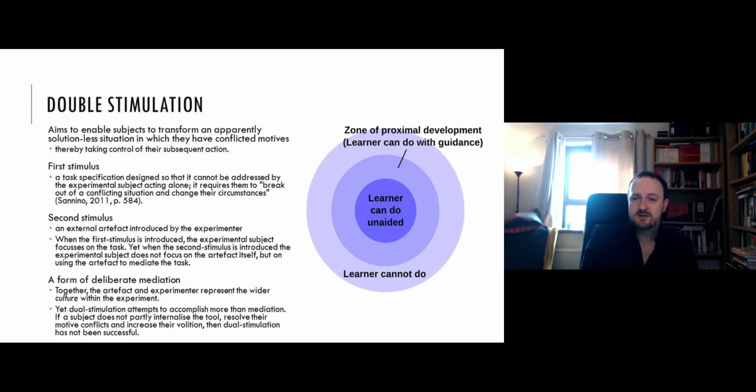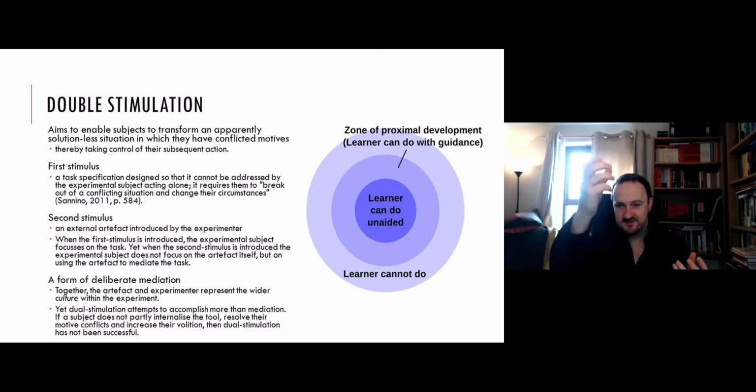So let's think about this just for starters in terms of the difference between objects and artifacts. When the first stimulus is introduced, the experimental subject in Vygotsky's experiments and the participants in the change laboratory will focus on the task, which is the first stimulus. When the second stimulus is introduced, they're not supposed to focus on that itself. It's something they should be using to address the task. So the second stimulus is used to address the first stimulus. So once again, we have a tripartite mediational triangle being set up of people, first stimulus and second stimulus.